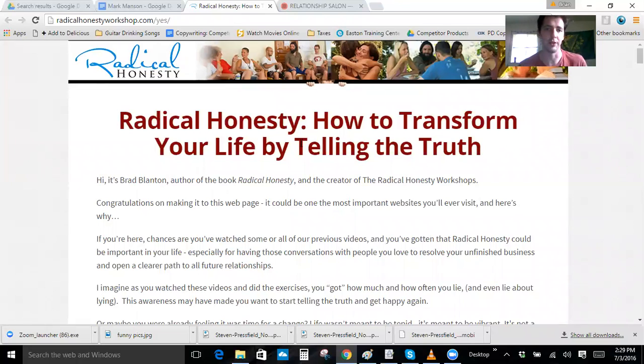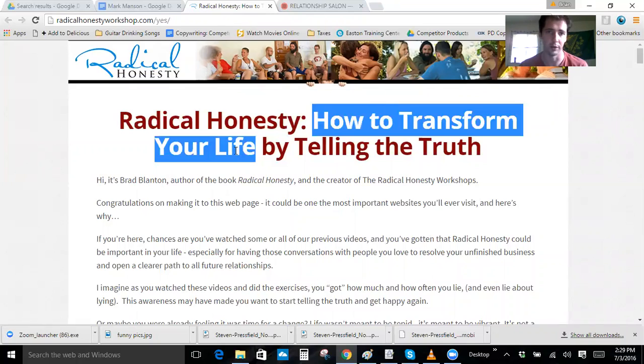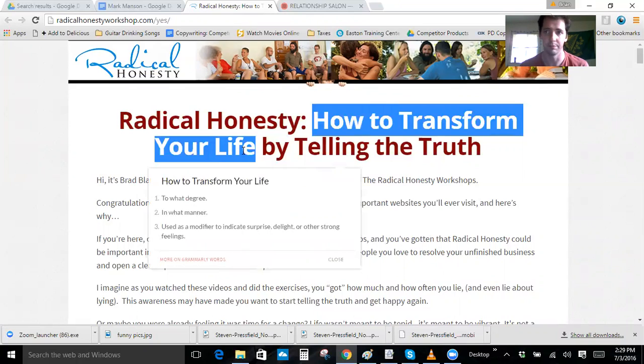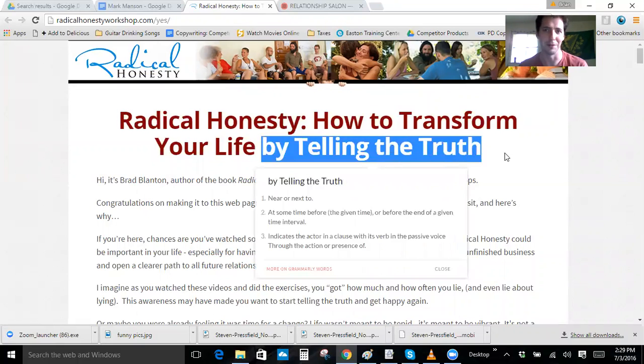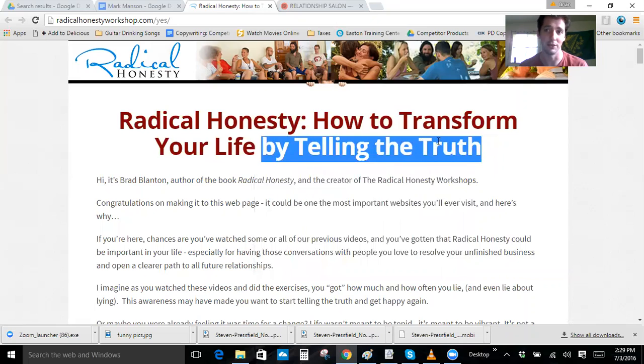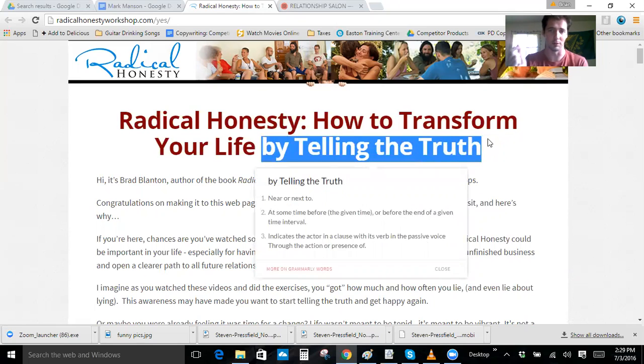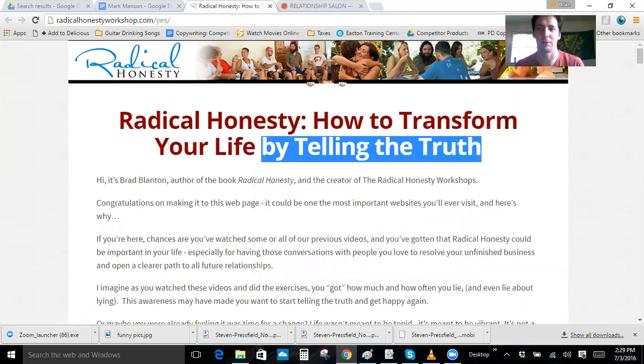So we'll start with the headline, Radical Honesty. It's a pretty cool name, catches my interest, certainly. And then it goes straight into a promise: how to transform your life. Okay, cool. Life transformation, nice promise, maybe a little vague, which they then fix by adding this line: by telling the truth. So they add their own specific mechanism, which makes it more unique and specific to them. And it also adds a bit of curiosity: transform your life by telling the truth? What do you mean? Yeah, so I think it's a pretty strong headline.